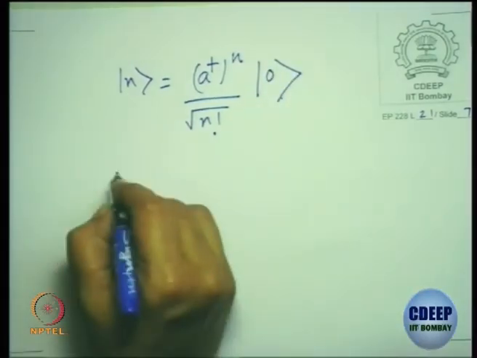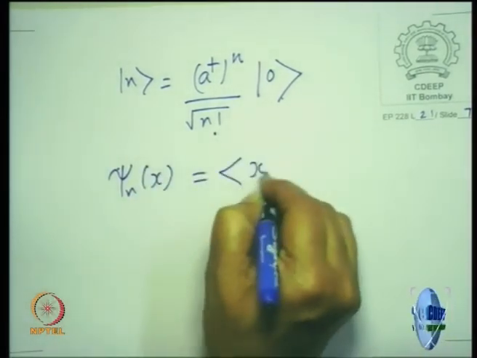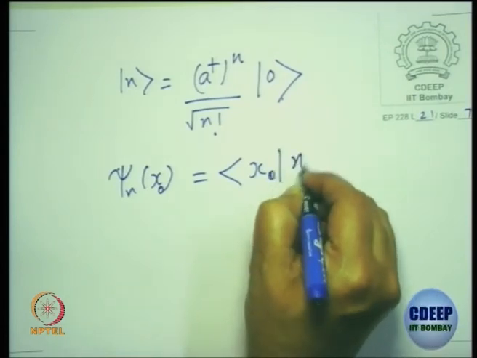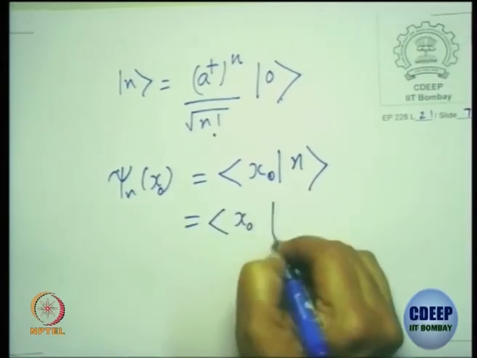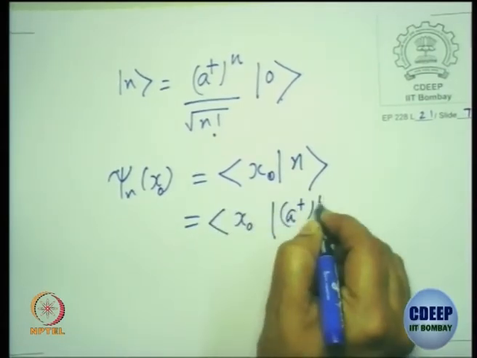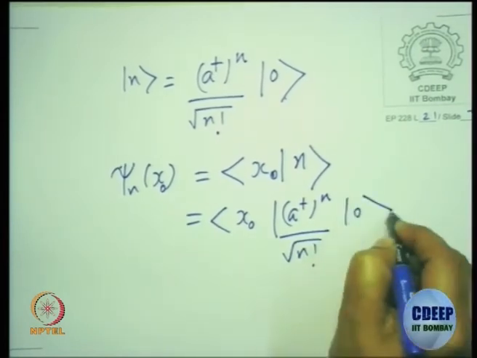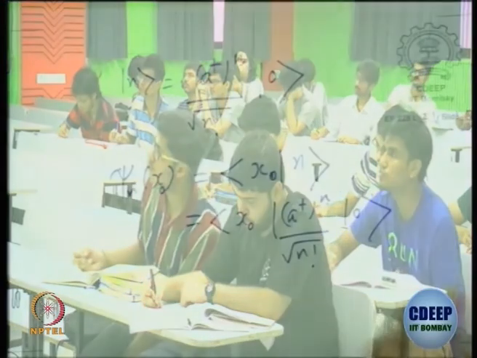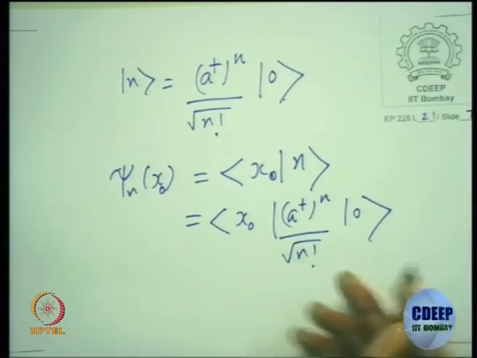So, if you want to write psi n of x, at a specific point x naught, it is this. I can also write it as x naught a dagger to the power of n on 0. Okay, now it will be involving only position and momentum. If you try to write a dagger in terms of that to the power of n, you will have a series, but you have to operate it on the ground state wave function, right?